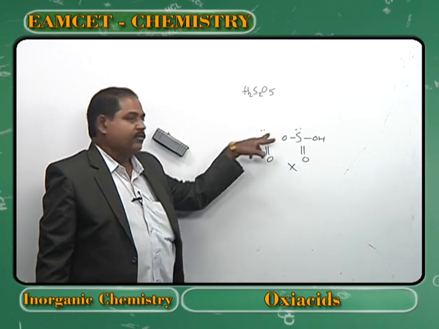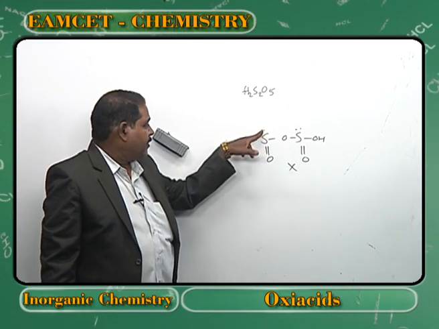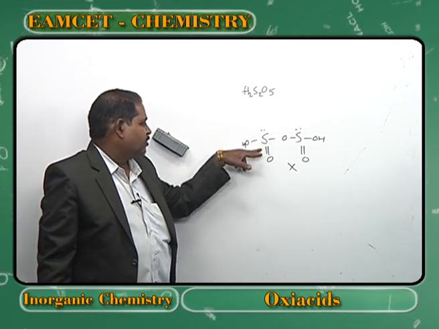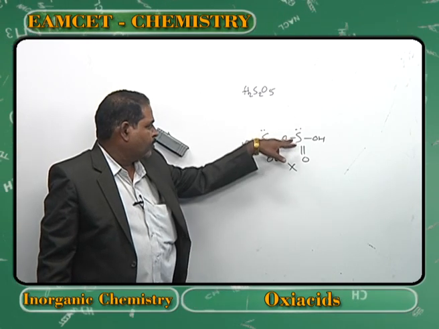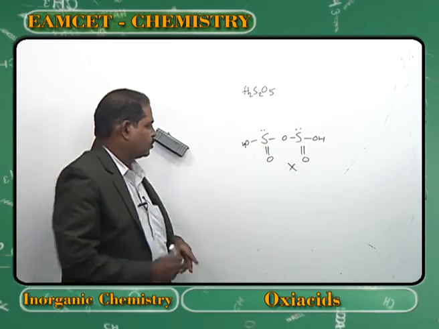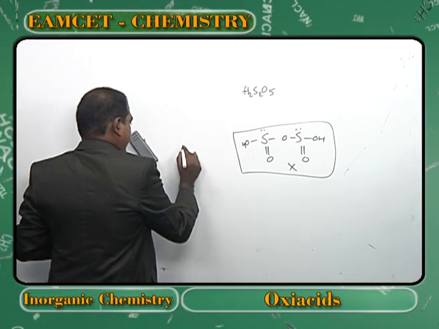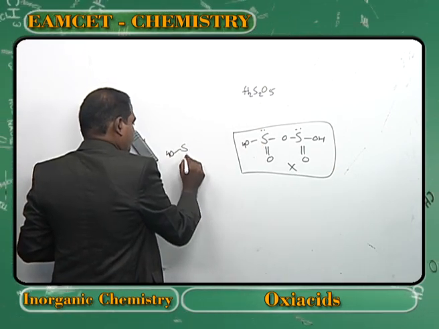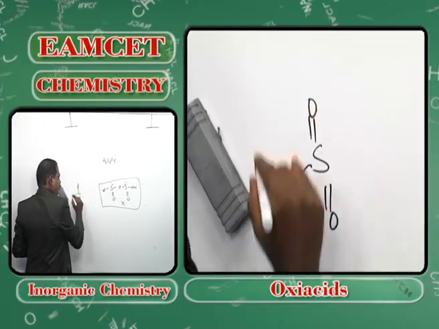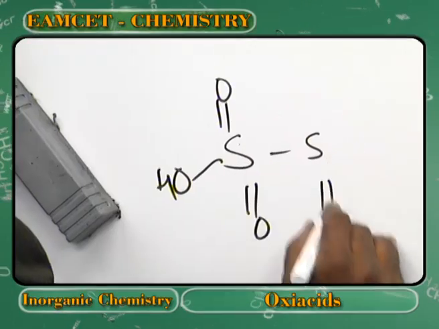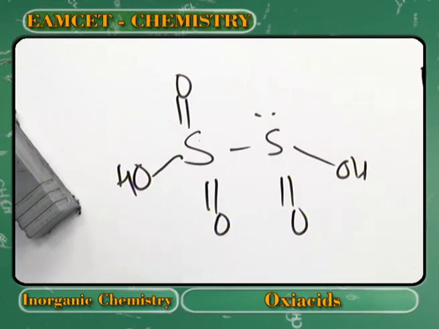Both the sulfurs have lone pairs, and lone pairs, you know, cause repulsion. That was our last lesson. Lone pairs disturb the other bond pairs. So, we will try to amend the structure like this: S, OH, double bond O, S, double bond OH. And what's the idea?